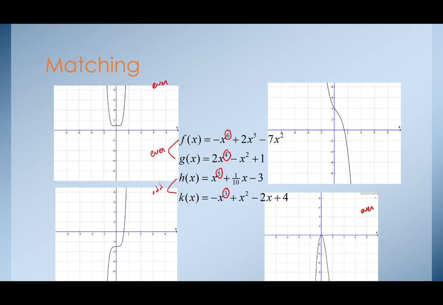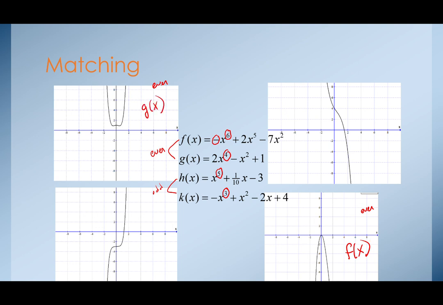How are we going to tell which one is which? Well, we're going to look at the leading coefficient. For the x to the sixth, that's negative. That means our graph is going to be reflected downward. That tells us it is this one on the lower right, that this is f of x. And by process of elimination, the other one, g of x, has to be the one in the upper left, because it's also going up.